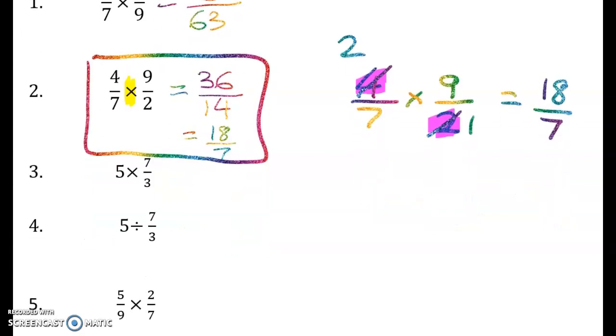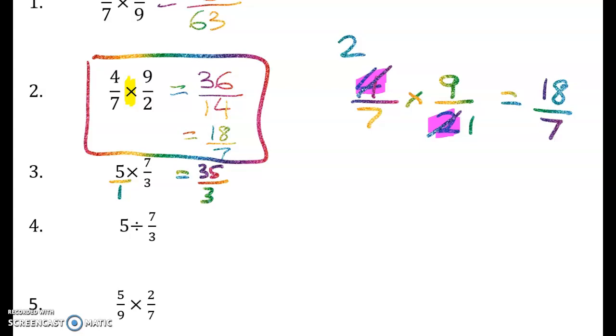Now, number 3 is one that surprisingly trips lots of students up because they look at it and they go, oh, but the first one's not a fraction. But it's 5 wholes. So we can think of it as 5 divided by 1. And then we apply our usual rule. Right? So multiply the numerators, 35, and multiply the denominators, 1 times 3 is 3.